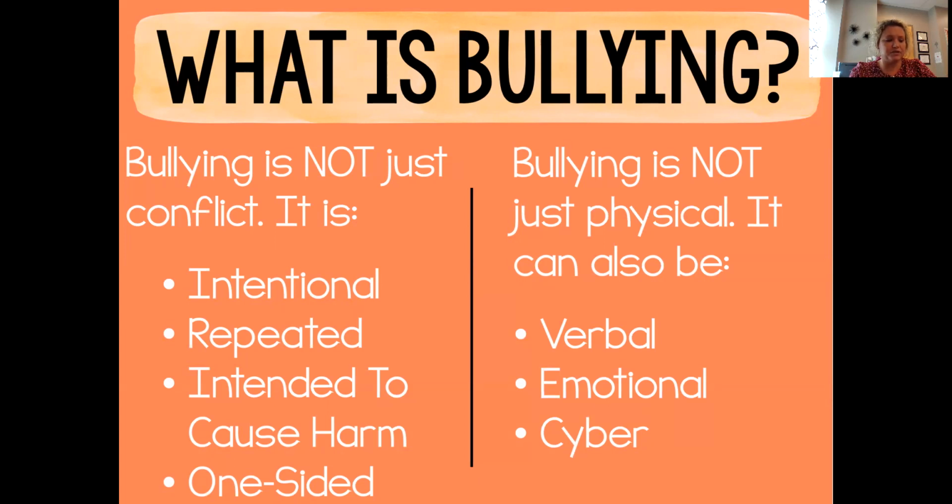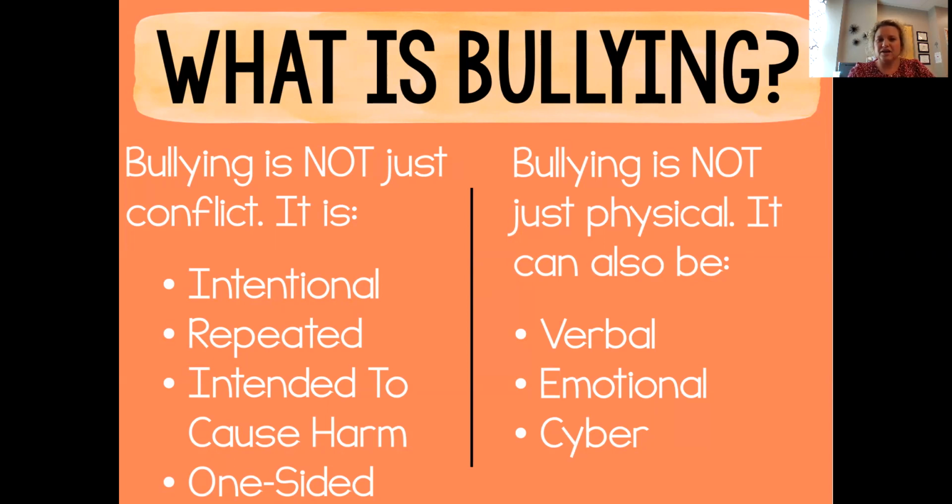Lastly, for it to be true bullying, it must also be one-sided. This means that only the person doing the bullying is engaged in the hurtful or harmful behavior. Now, if both people are doing it, then that's what we call conflict. This is where it gets kind of tricky.